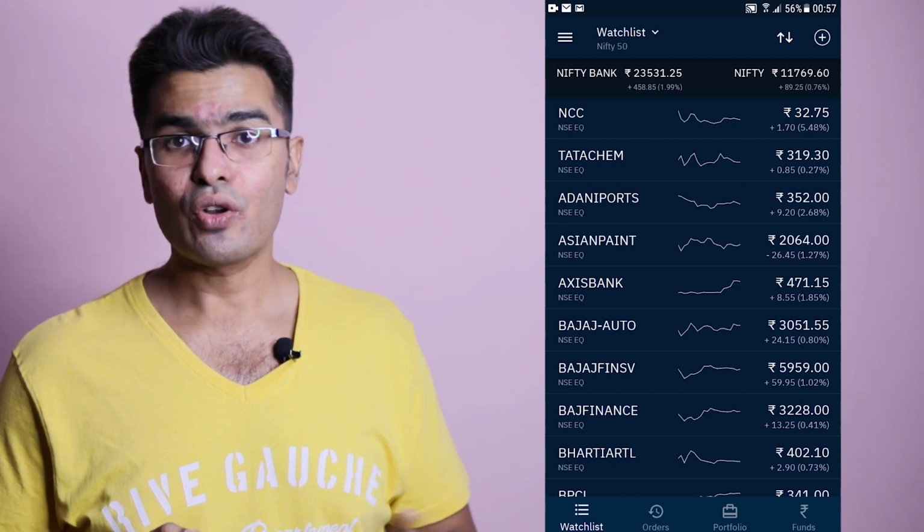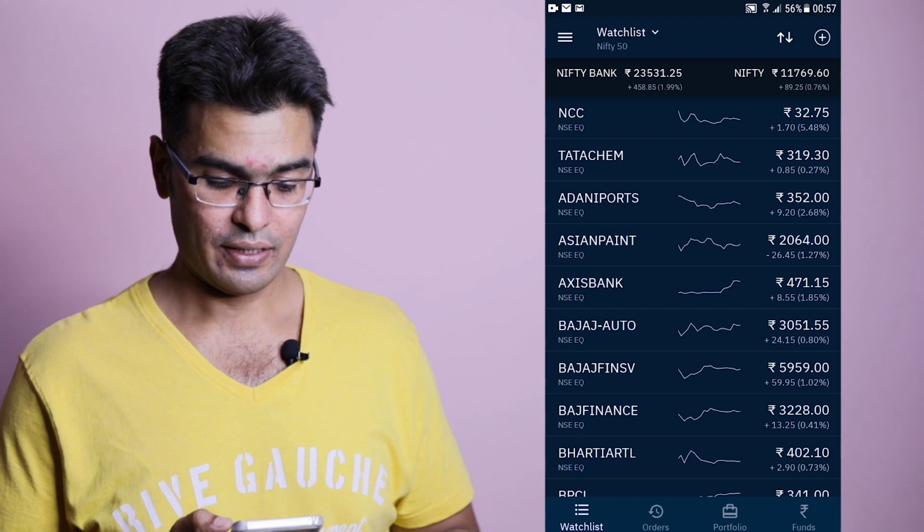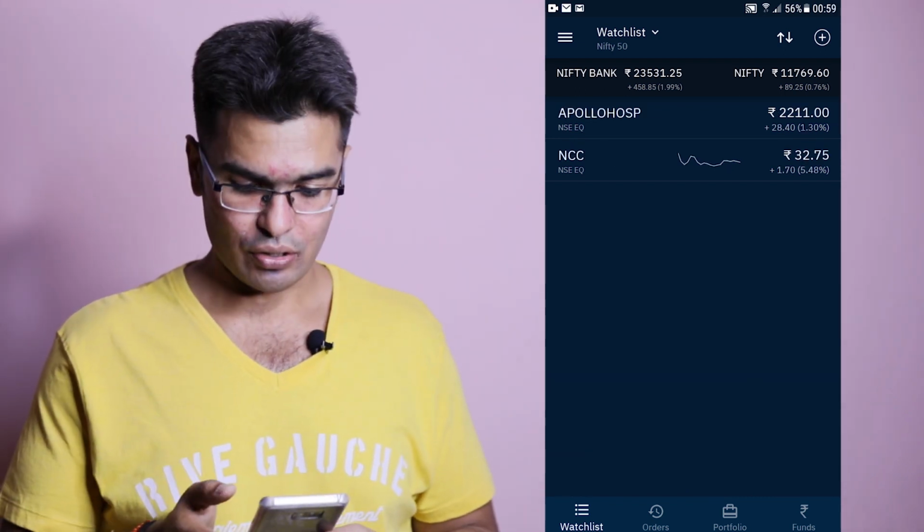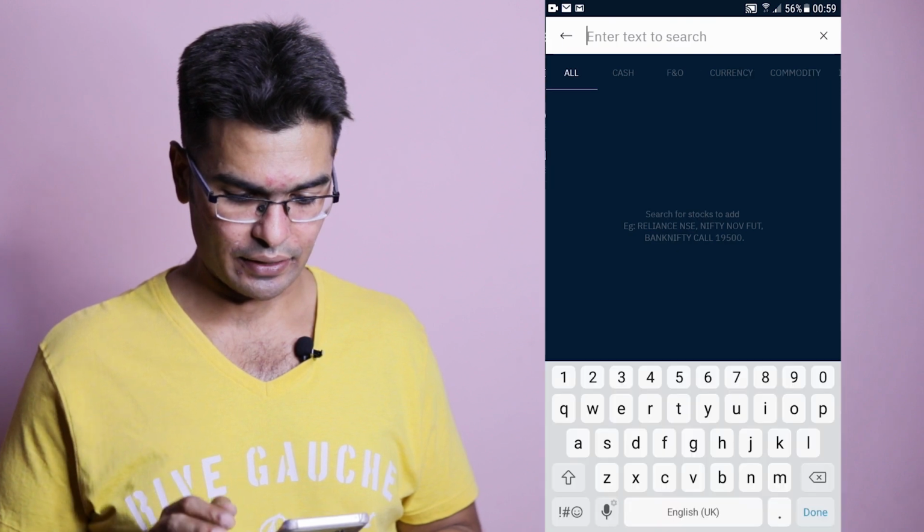So once you log into your account, the first thing that you are going to see is known as the watch list. And the watch list is a place wherein you can add whatever stock you are interested in trading or investing. If you want to add any particular stock, you have the option of this plus icon.